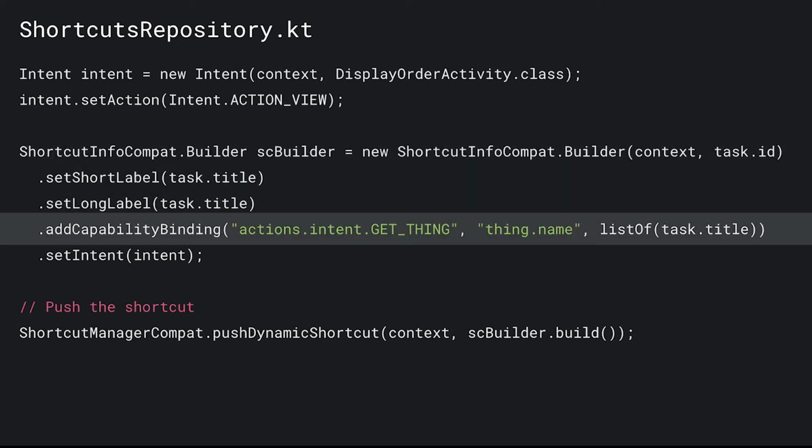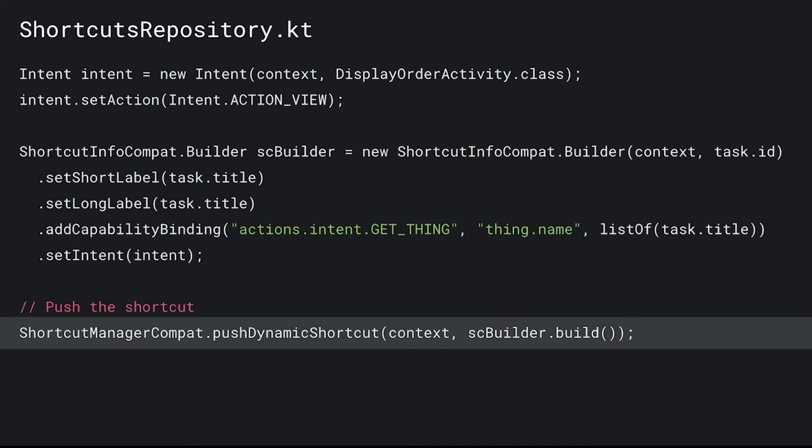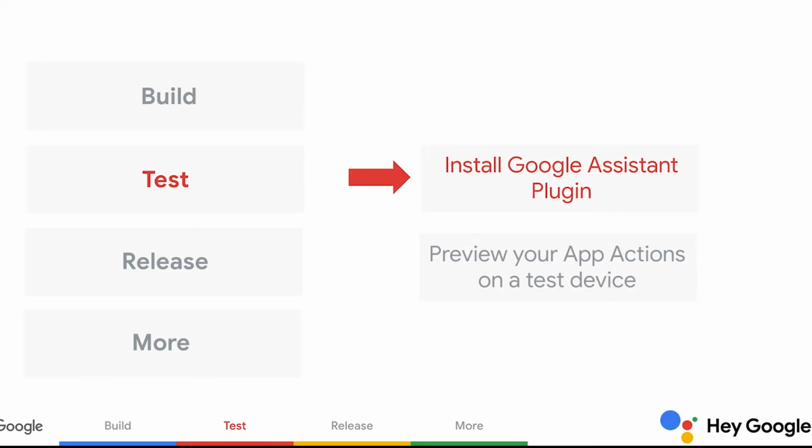It'll also need capability binding, which is, of course, to the getThing BII we created earlier. Then push the static shortcut using the shortcut manager compat.pushDynamicShortcuts method. That's it for building our capabilities and shortcuts. Now let's test this out.